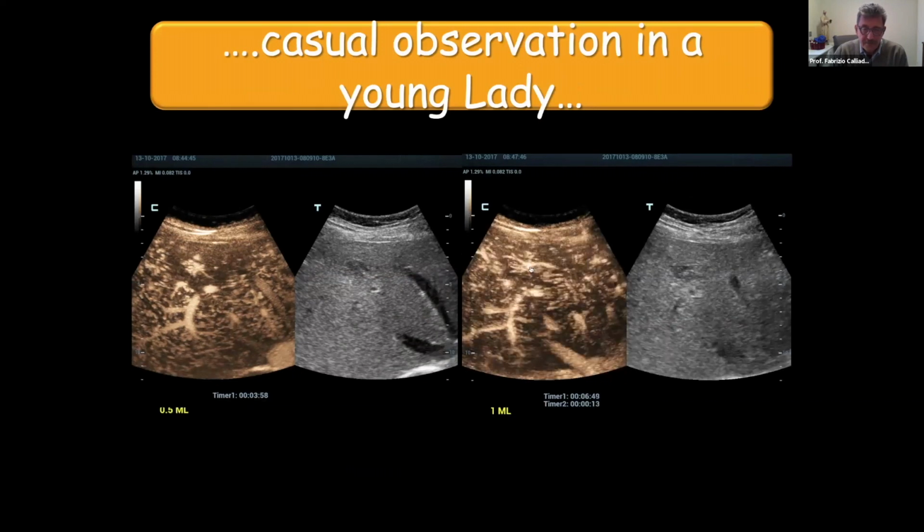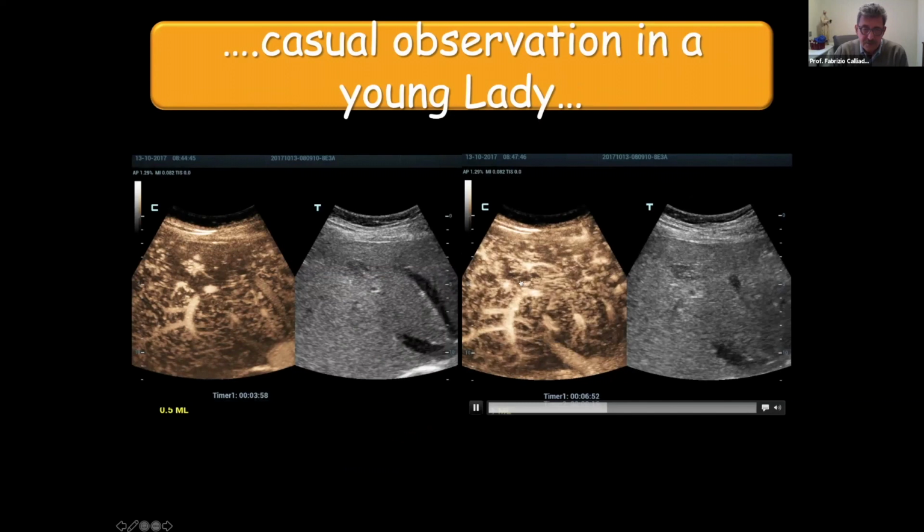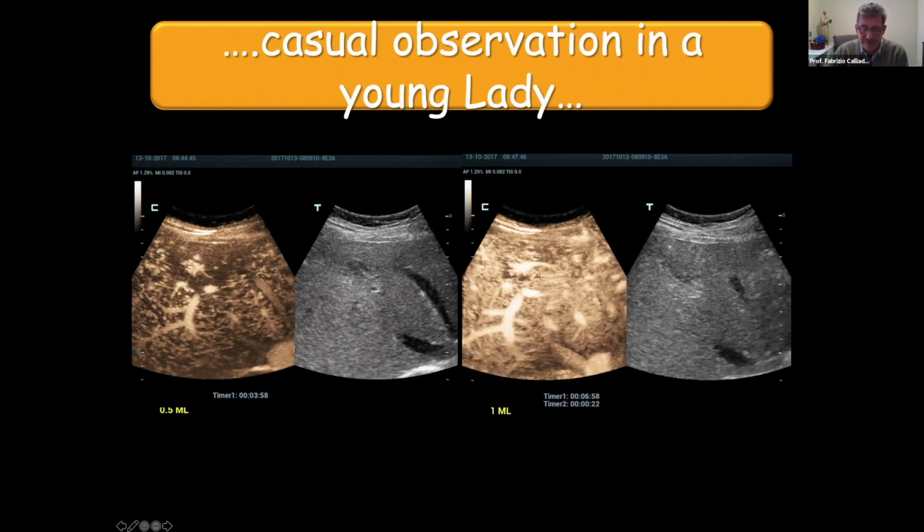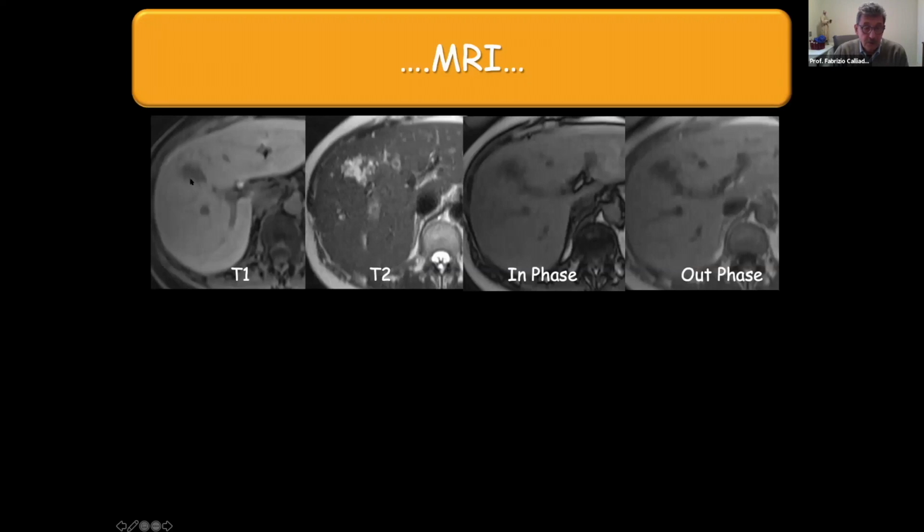So the vessel here is providing contrast from the center to outside. Okay, I really didn't understand what is happening. So we have done MRI to understand. And look at MRI. Okay, this is T1.